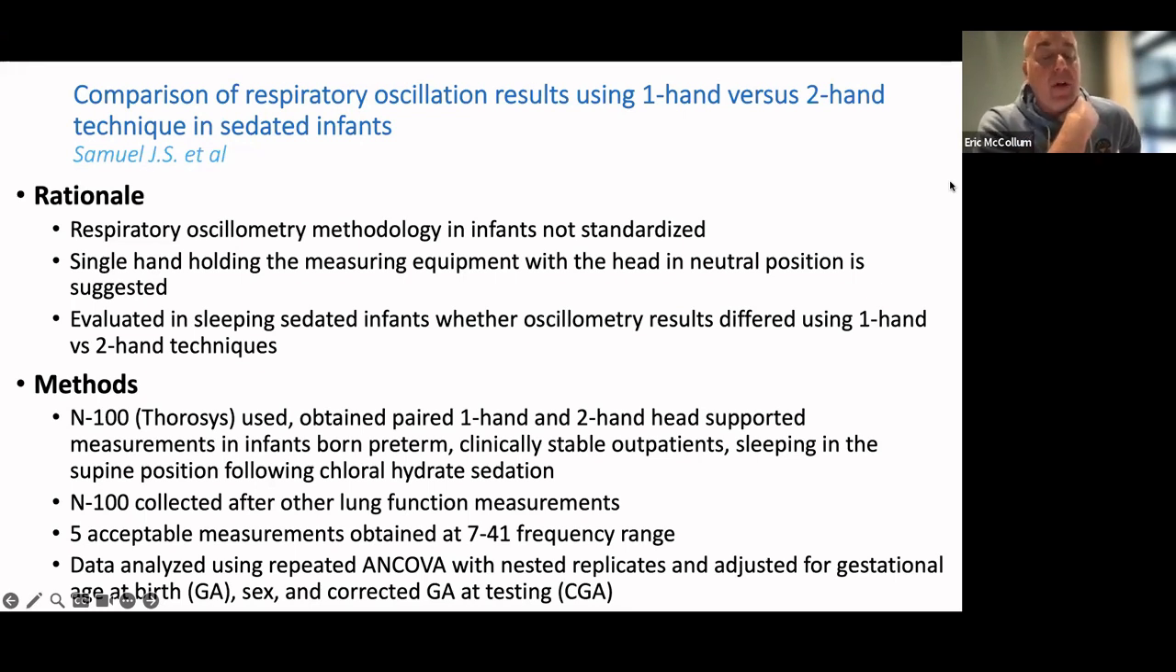From our perspective, in our context, I think it does limit its generalizability to us, but I thought it was still worth sharing. They collected 5 acceptable measurements in the 7 to 41 frequency range. Then they analyzed their data using repeated ANCOVA with nested replicates and adjusted for several factors.